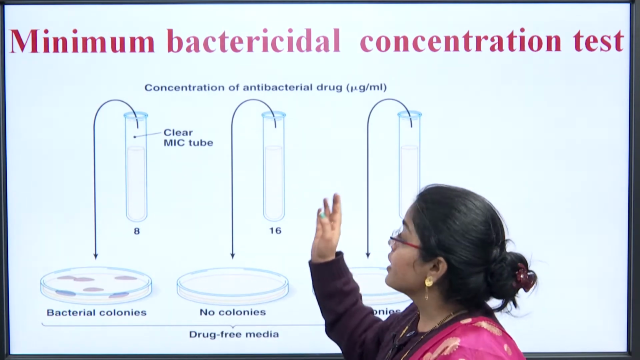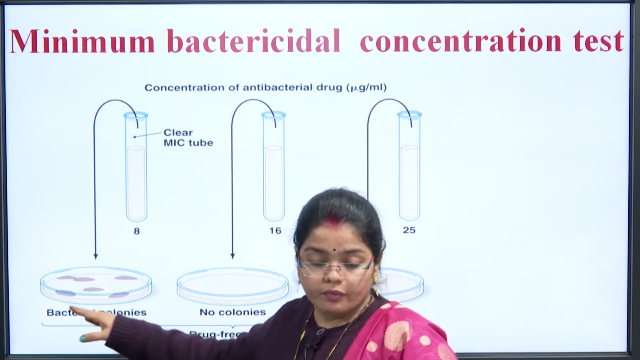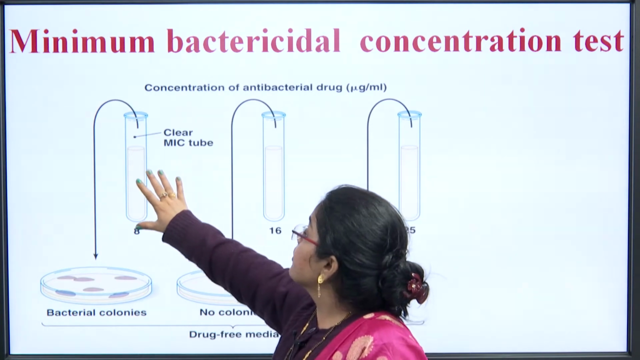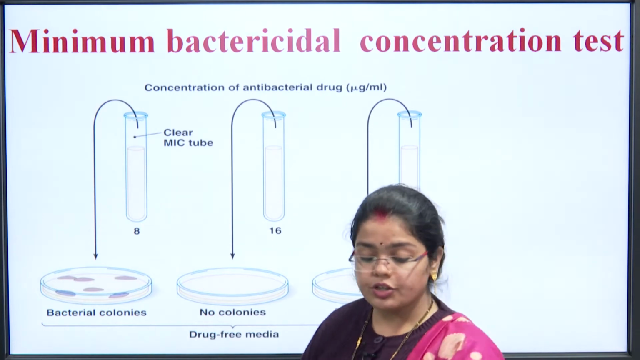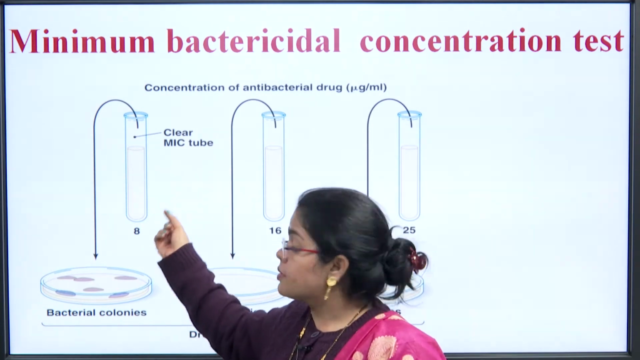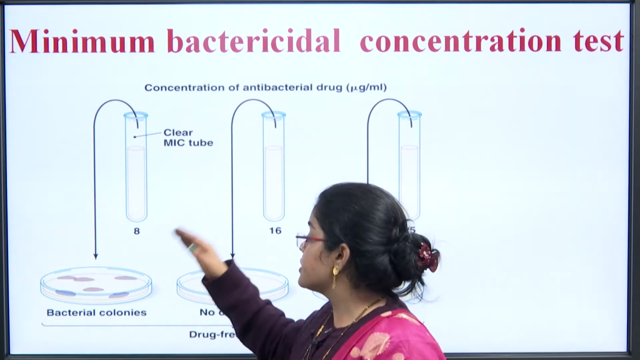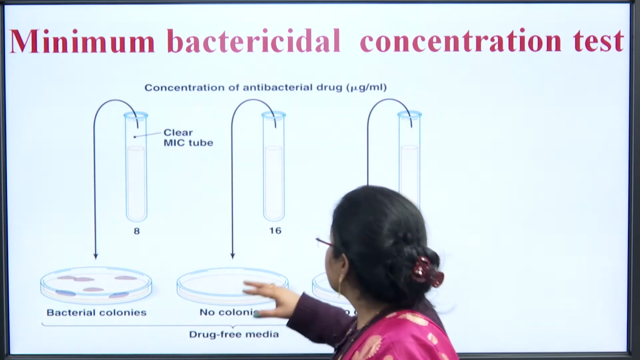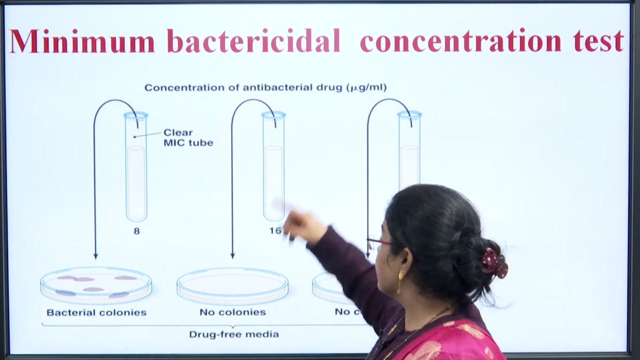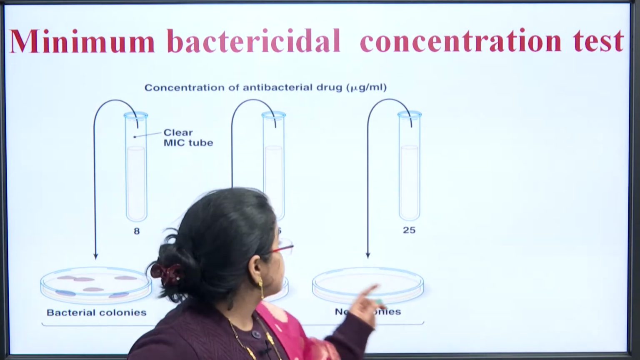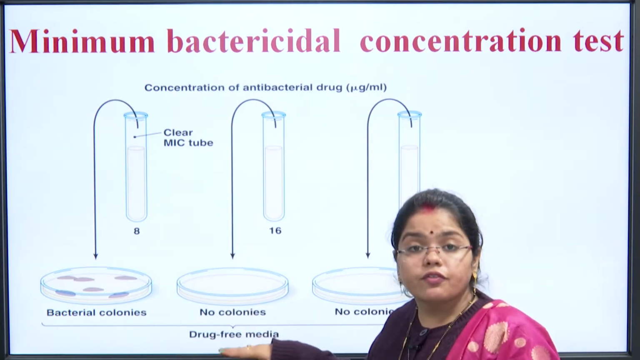So, how is bactericidal concentration determined? You can see the bacterial colonies are here, and it was a clear MIC tube. We take out the liquid from that MIC tube which had clear fluid. We placed it in the culture media. Then we have taken the tube just next to that MIC tube, 16-1, and there were no colonies, and again the next one, 25-1, no colonies. So, it was a drug free media.